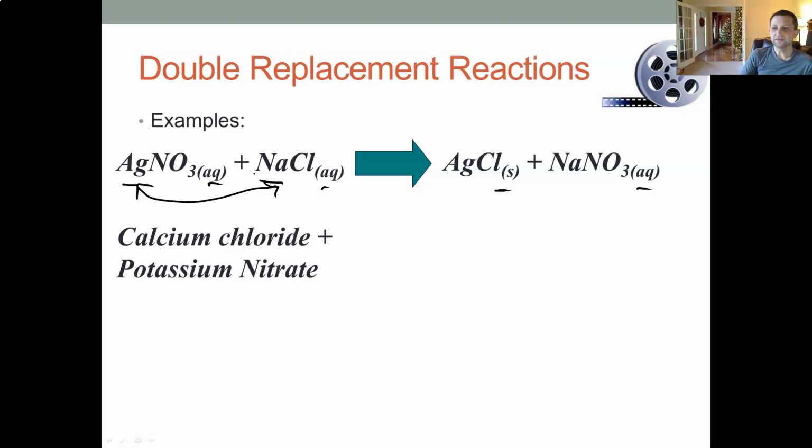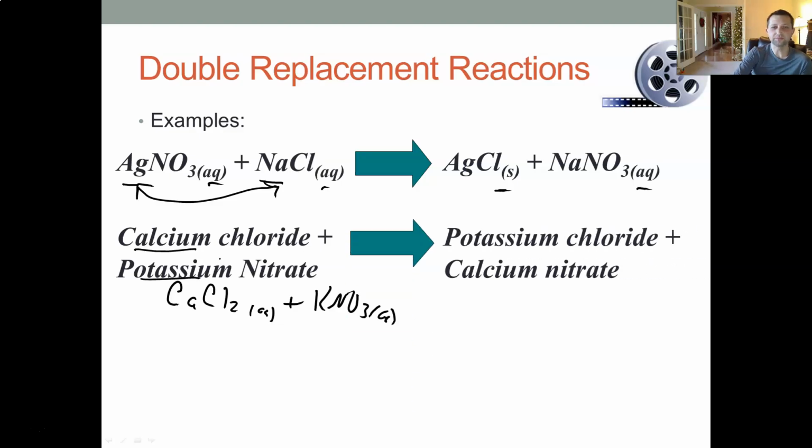Here's another one. We have calcium chloride and potassium nitrate. So calcium chloride is CaCl2, aqueous, and potassium nitrate is KNO3, aqueous. The two positive ions are calcium and potassium, so they're going to switch partners. So you'll end up with potassium chloride and calcium nitrate. Okay, so what do they look like? We're going to have KCl, aqueous. I know that's aqueous because I have solubility rules memorized. You'll know that in a couple days.